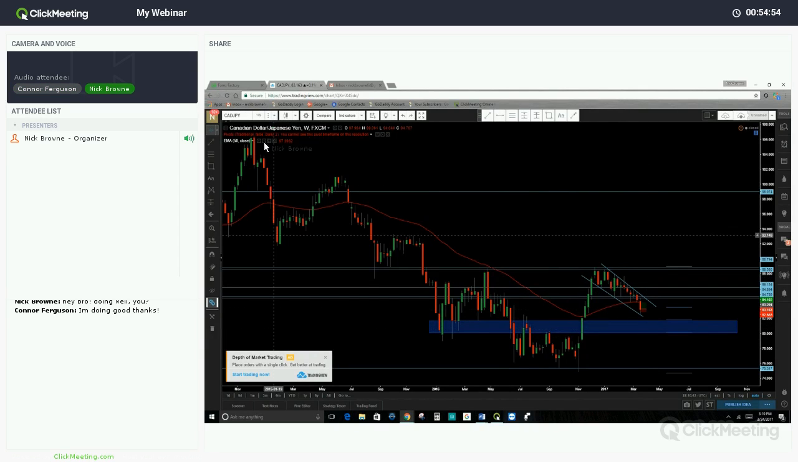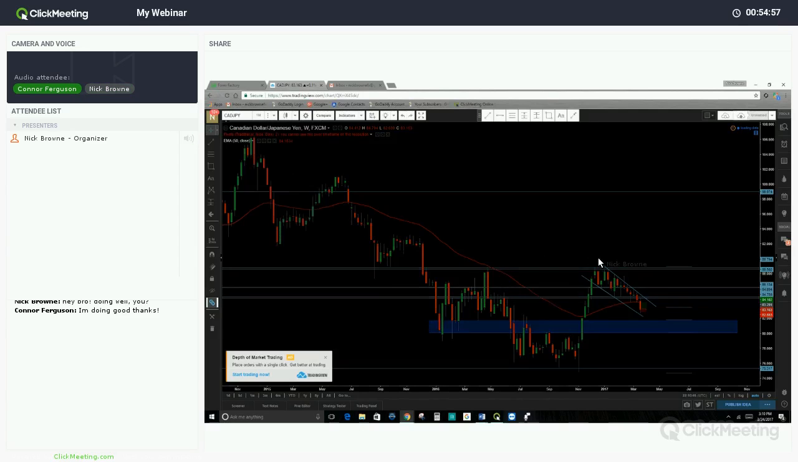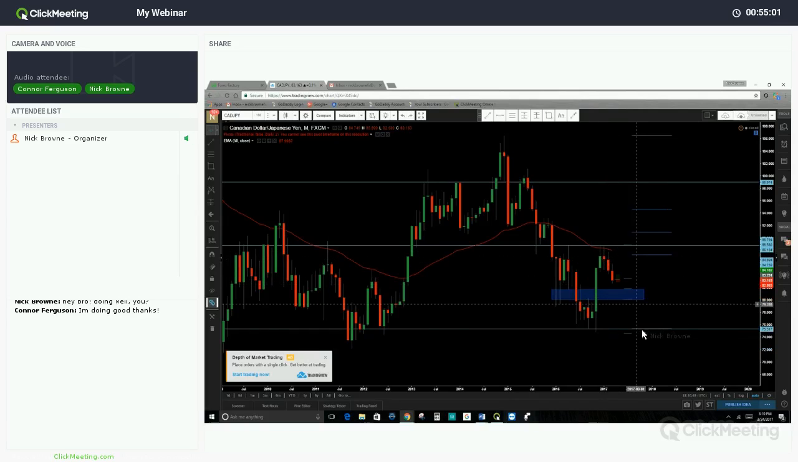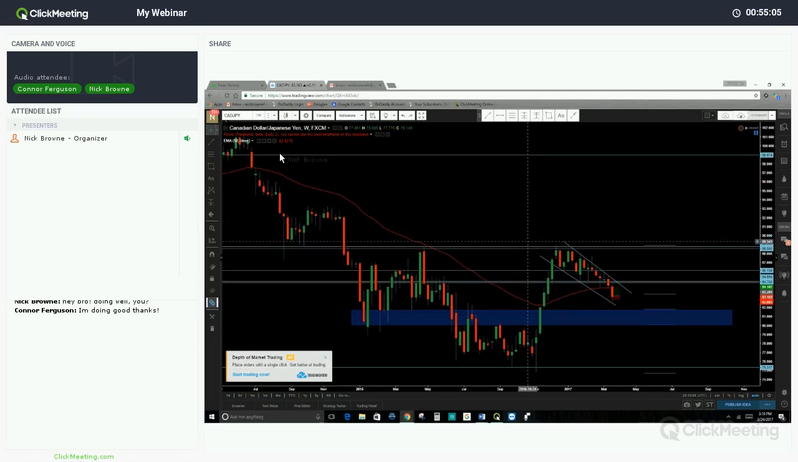Let's take a look at the monthly. Yeah, I could see this coming down and potentially forming a monthly inverted head and shoulders pattern.